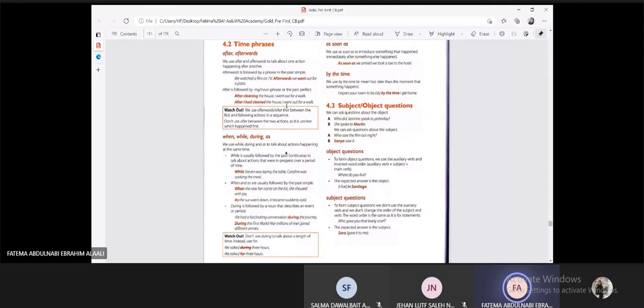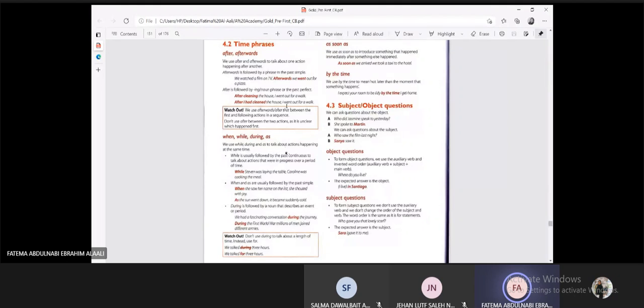So this is after and afterwards. What do they mean? They talk about one action happening after another. And when do we use them? Afterwards is followed by a phrase in the past simple, and after by a noun phrase or the past perfect.